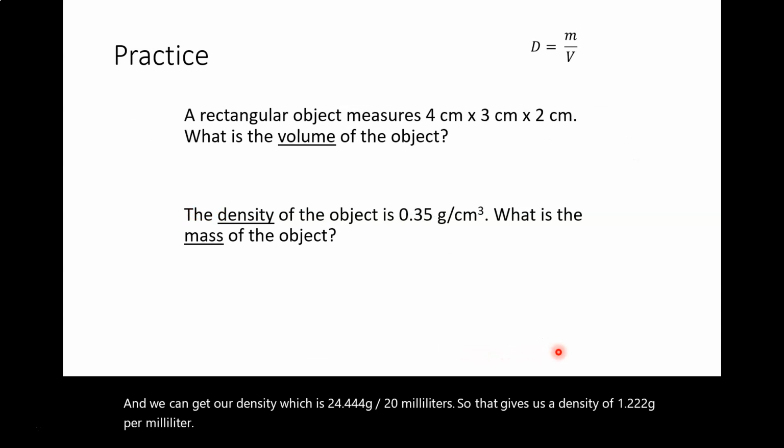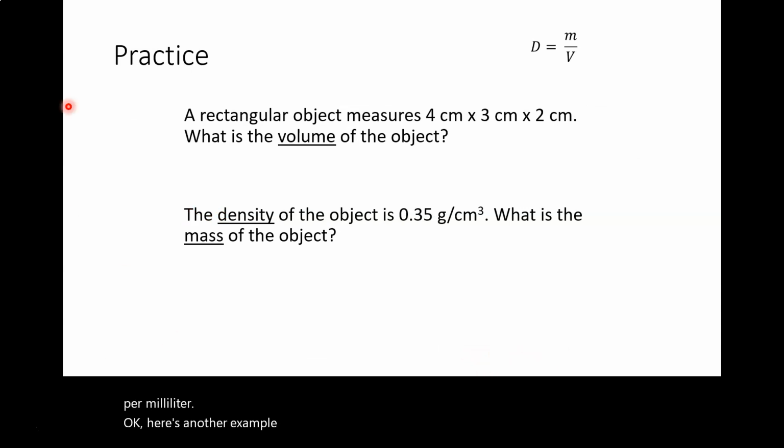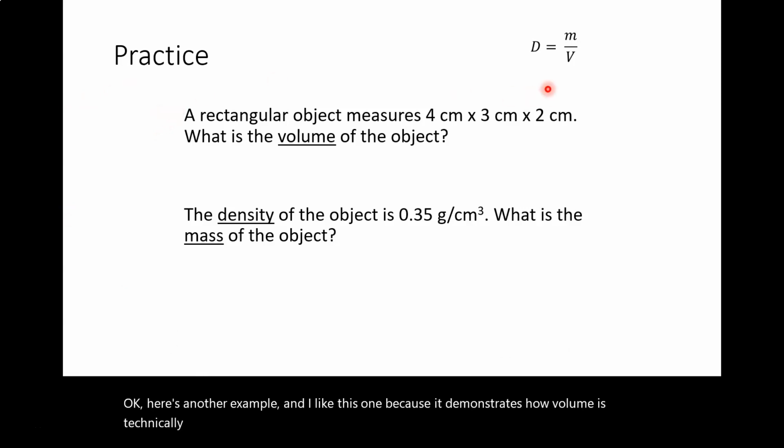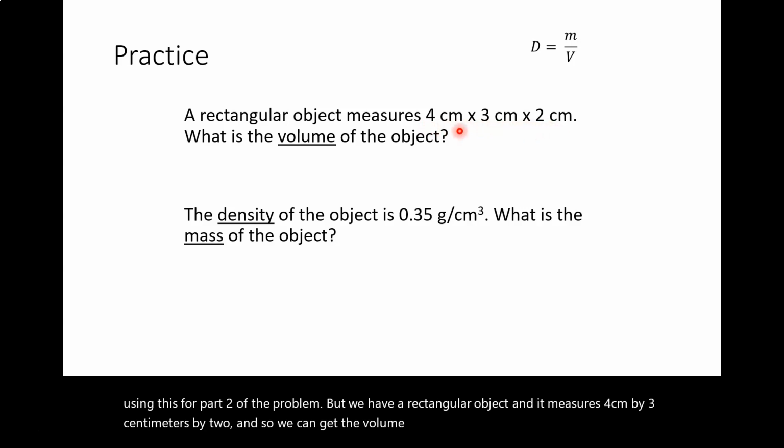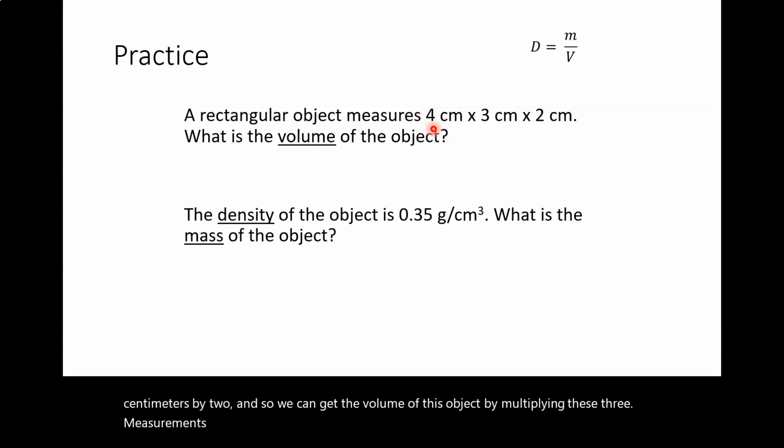Okay, here's another example, and I like this one because it demonstrates how volume is technically a derived unit. Here's just a reminder, this is our density formula, and we'll be using this for part 2 of the problem. But we have a rectangular object, and it measures 4 centimeters by 3 centimeters by 2 centimeters. So we can get the volume of this object by multiplying these 3 measurements together.